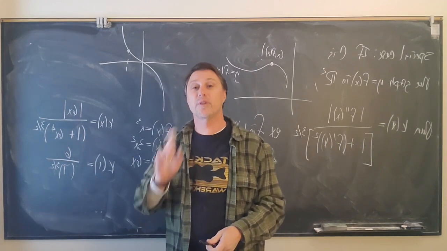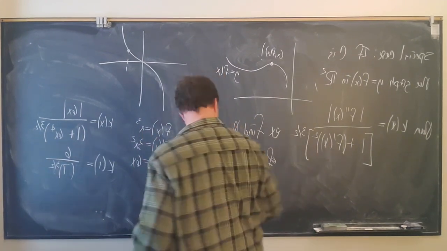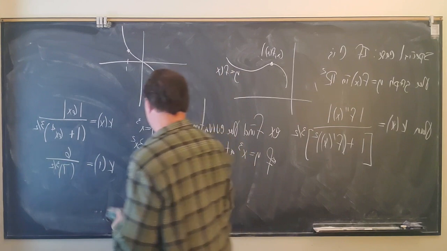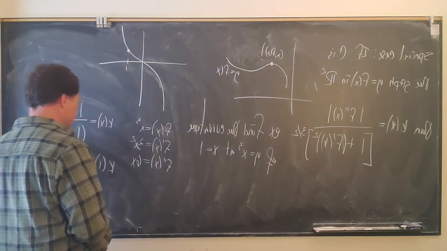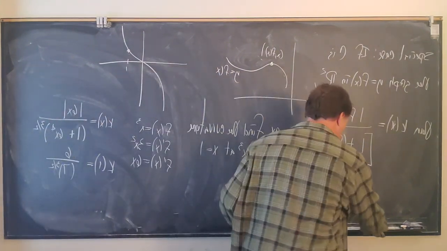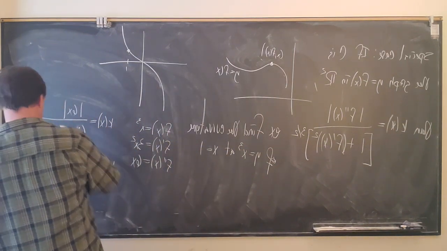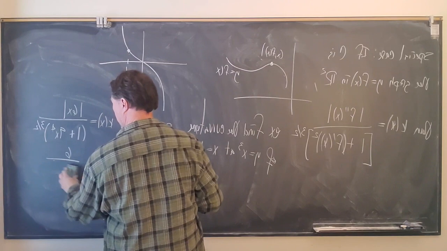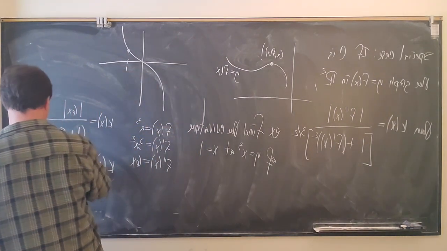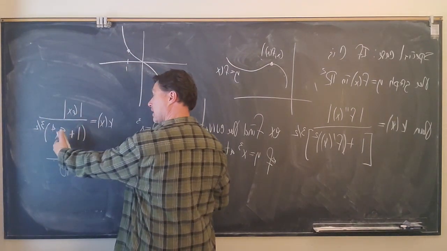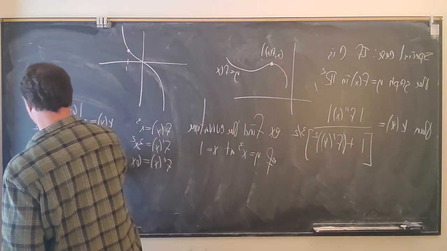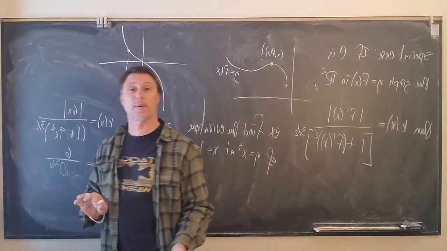Hey, sorry, I just realized I screwed up right here when I squared this. I'm plugging in the derivative, so this should actually be 9x to the 4th. And so what you get here, when you plug in a 1, is 1 plus 9 raised to the 3/2, so it'll be 10 to the 3/2. Whoops, sorry about that.